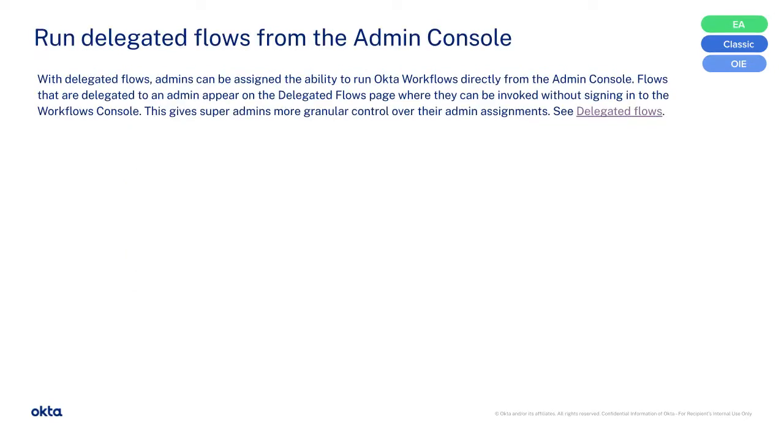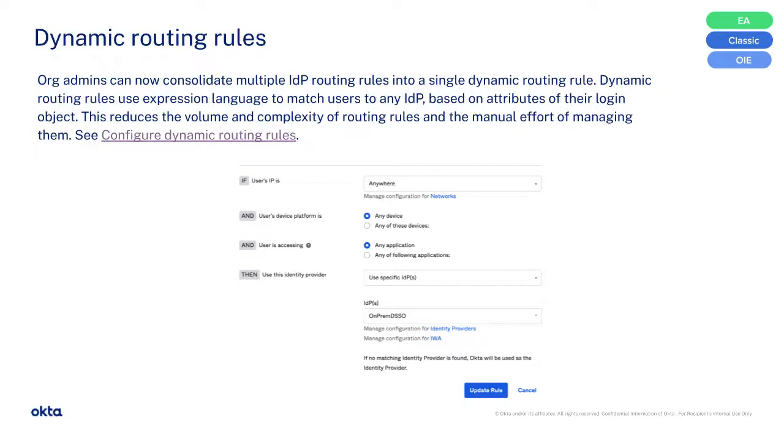Run delegated flows from the admin console. Admins can now be assigned the ability to run Okta workflows directly from the admin console. Flows that are delegated to an admin appear on the Delegated Flows page, where they can be invoked without signing into the Workflows console. This gives super admins more granular control over their admin assignments. See Delegated Flows.